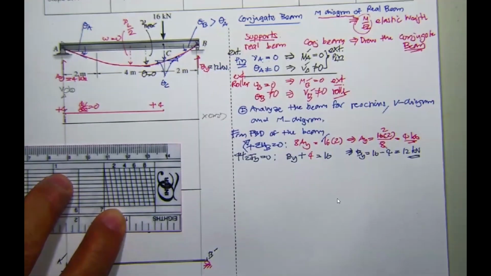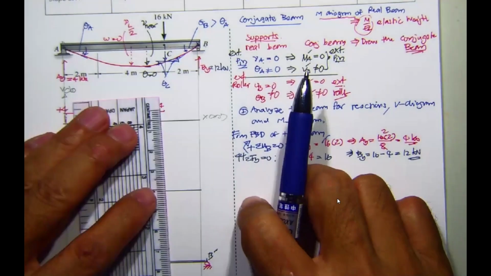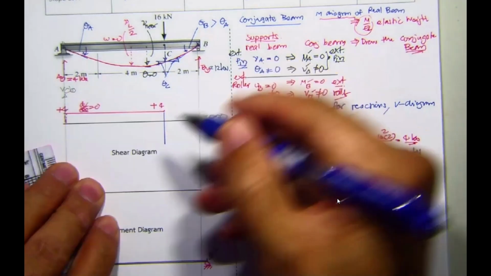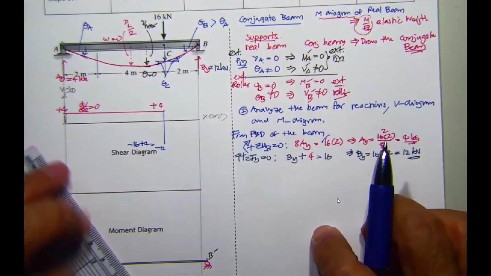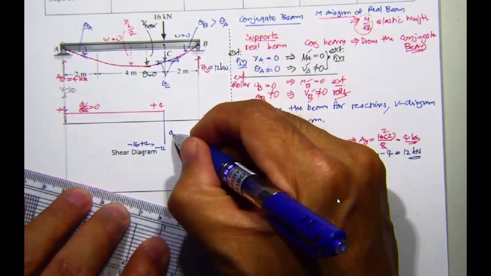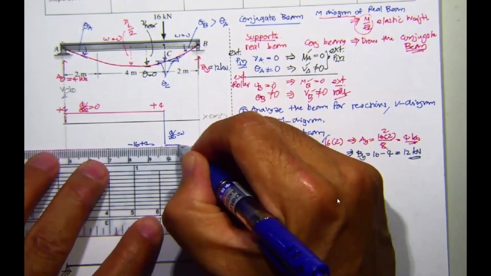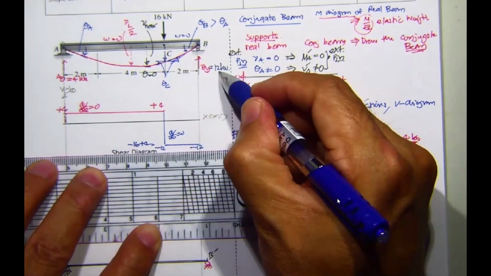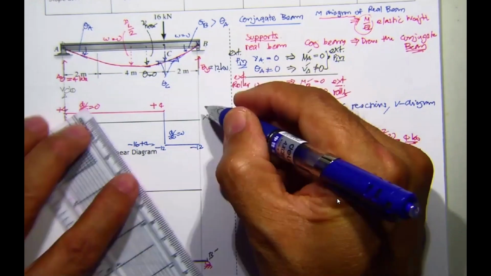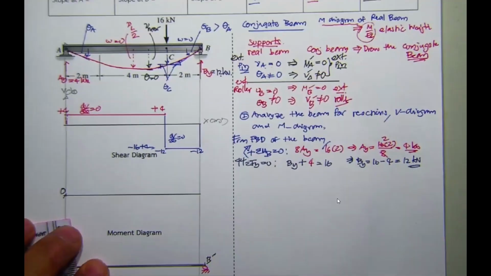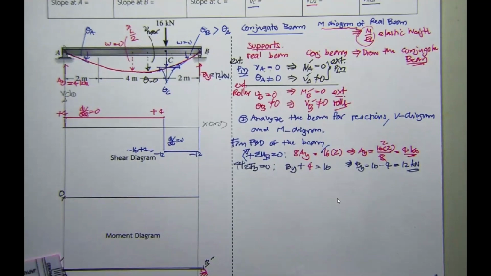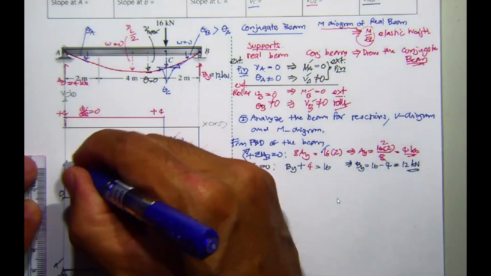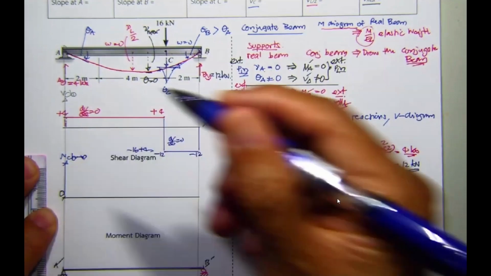Then the 16 is taken downward, so you get minus 16 plus 4, which is minus 12. Then W equals 0, dV by dx equals 0, so this stays minus 12. And then you have 12 up. Now, if you draw the shear diagram wrong, the moment diagram will be wrong. So take your knowledge and put it into practice. A is pin, and B is roller. This is in kilonewton meter.